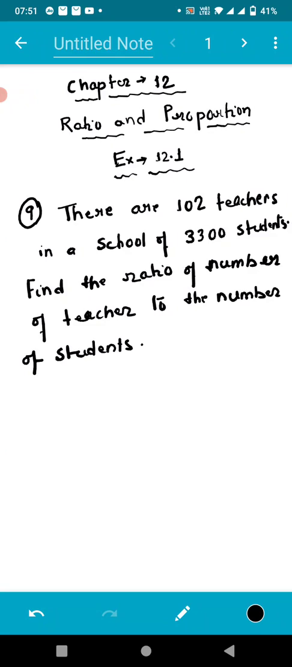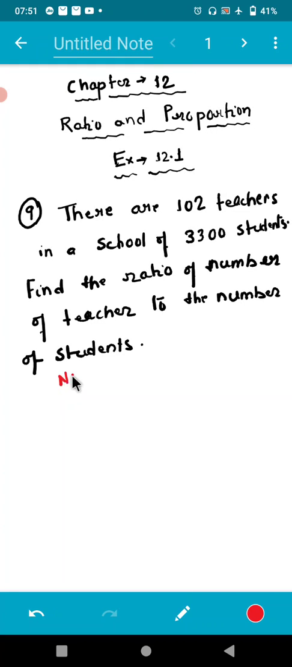So there are 102 teachers in a school of 3,300 students. Now what you have to find out? You have to find out the ratio of the number of teachers to the number of students. Before that we need to write the information which is given in the question.